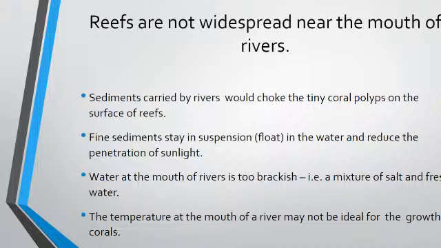Next one, fine sediments stay in suspension or they float in the water and they reduce the penetration of the sunlight. So remember that the sunlight needs to pass through the water in order to get to the corals so the photosynthesis can occur. If you have the sedimentation floating around, remember we discussed that as well, the suspended load. If you have that in the water close to the mouth of the rivers, it will block the sunlight from passing through, and then you will not be able to have the corals growing properly.